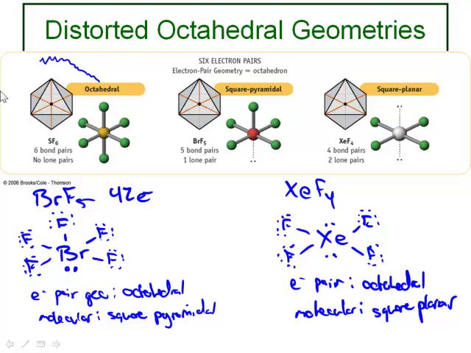So are the ones to the right like subsets? They're the distorted ones, yeah. And they're distorted because their bond angles are not going to be perfect. Okay.